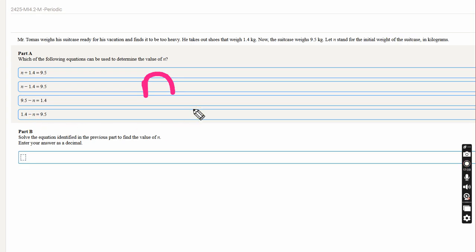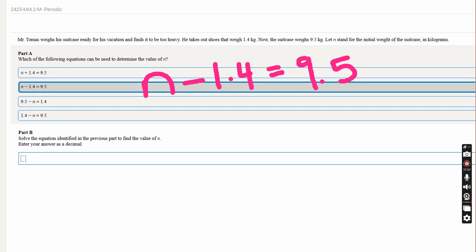Let's denote it with N because they denote that with N. Now he takes out. What does take out mean? We know that whenever we studied also in our previous case when we were younger, take out means subtraction. 1.4 kgs. So N minus 1.4 kgs. Now the suitcase is weighing 9.5 when he removes his shoes. So 9.5. Now what do you get? N minus 1.4 equals 9.5. This is the equation. That's exactly what we're looking for, right?